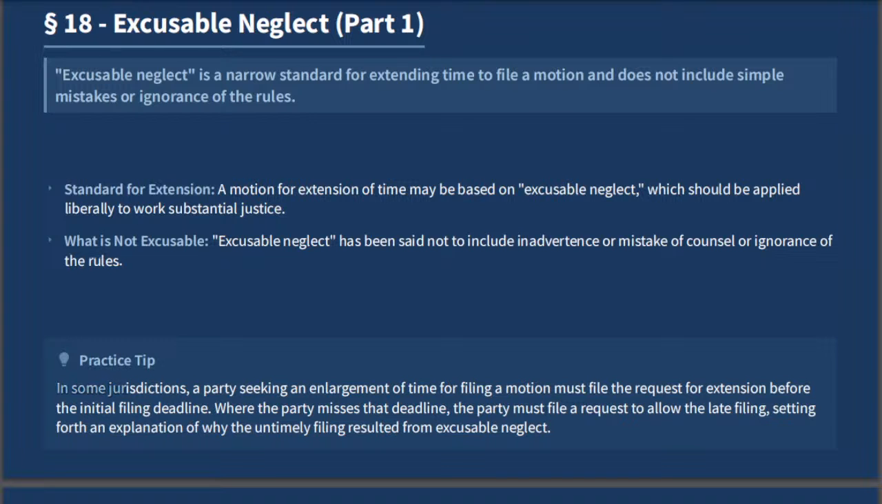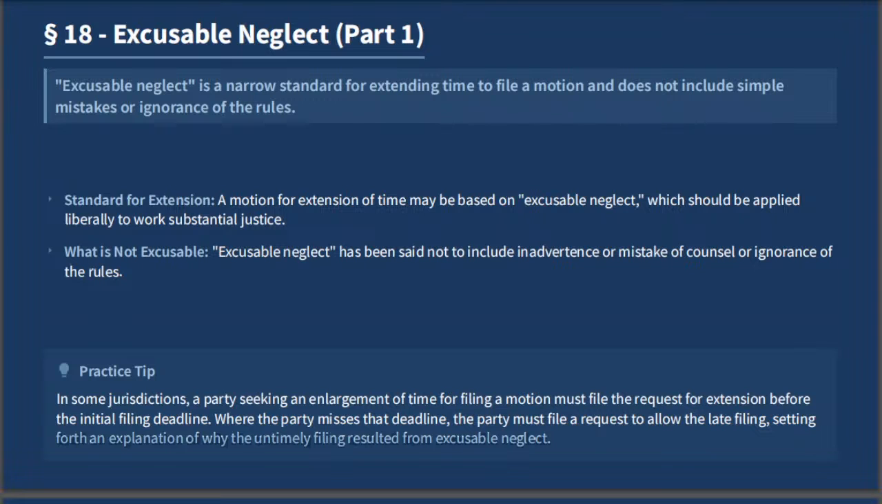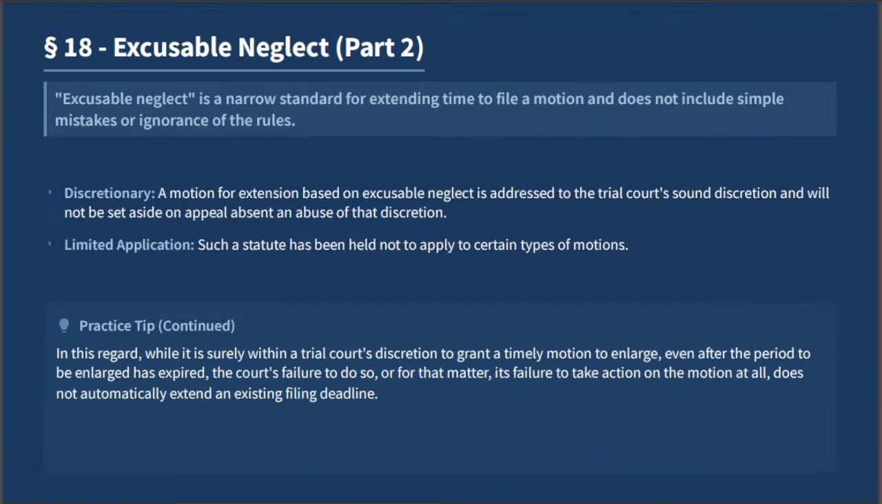Practice tip. In some jurisdictions, a party seeking an enlargement of time for filing a motion must file the request for extension before the initial filing deadline. When the party misses that deadline, the party must file a request to allow the late filing, setting forth an explanation of why the untimely filing resulted from excusable neglect. Ooh, boy. So get it excused before you get past the deadline. Word to the wise.